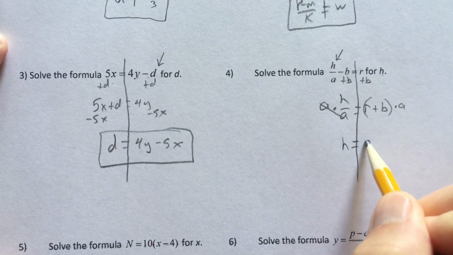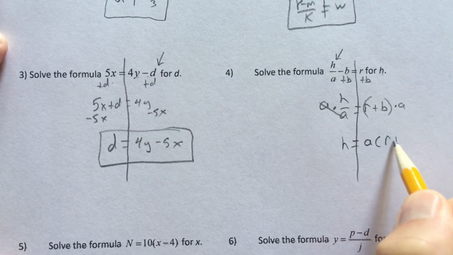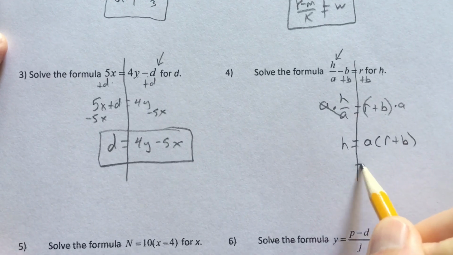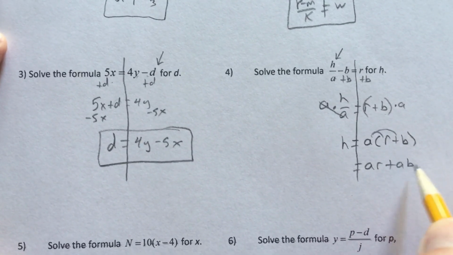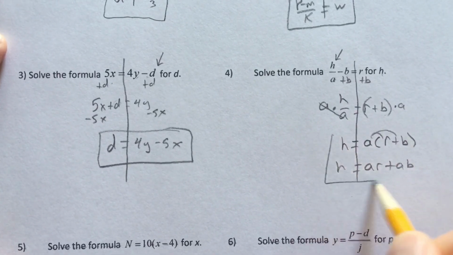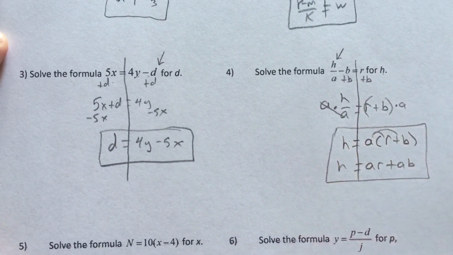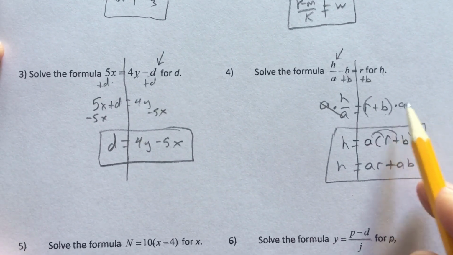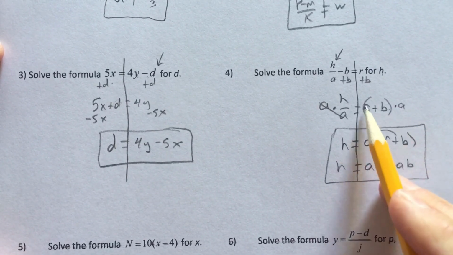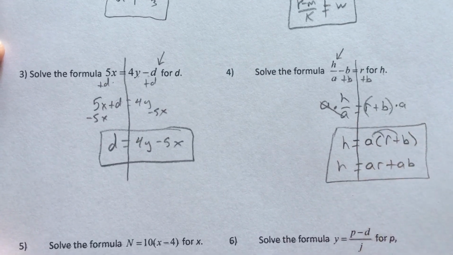You don't have to distribute the a to both. You can if you like, and go ar plus ab. Both of these answers are fine. One's not necessarily better than the other. But when you say times a, you can't just have it next to the b or next to the r. You have to make sure it's on both of those.